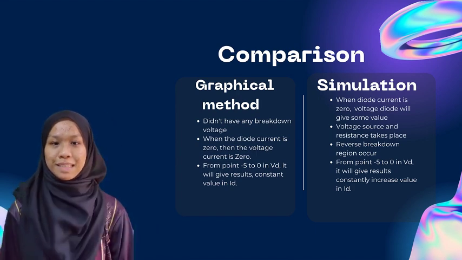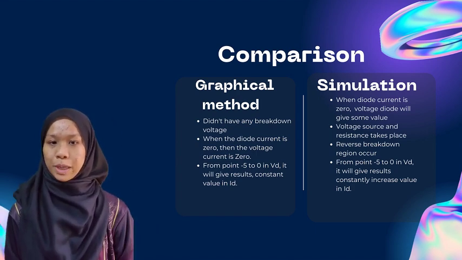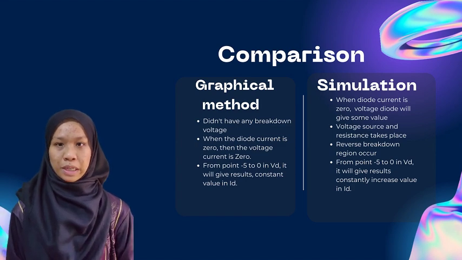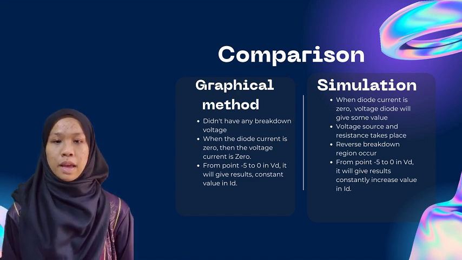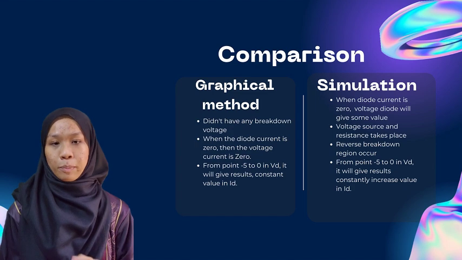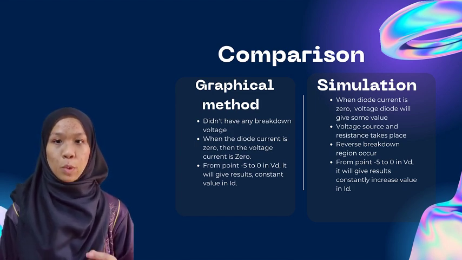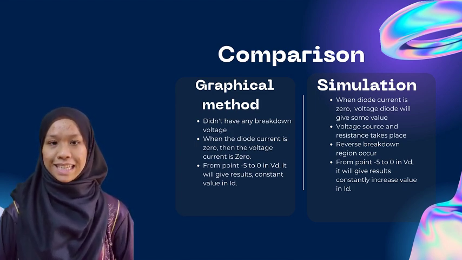Hi everyone, my name is QISTINA NASUHA, and I will continue our presentation with the comparison between the graphical method and simulation. For the graphical method, there is no breakdown voltage. Other than that, when the diode current is 0, then the voltage is 0. In the table, from point -5 to 0 in VD, it gives a constant value in ID.